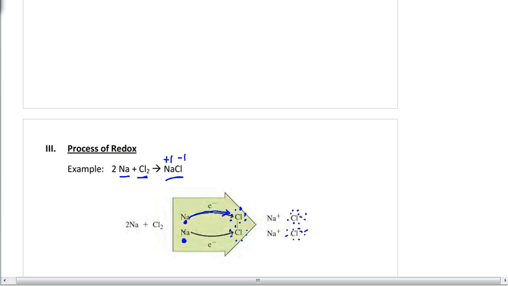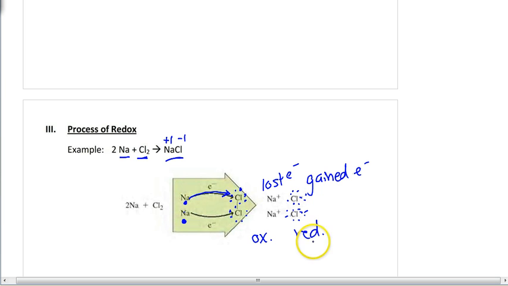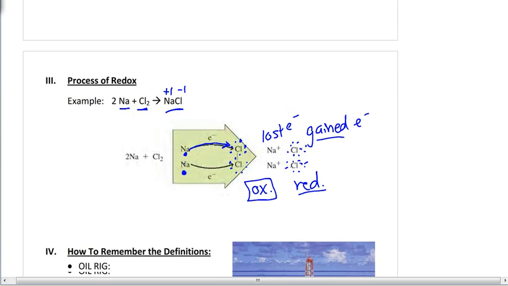So in this case, sodium has lost an electron. So sodium is oxidized, and chlorine has gained an electron. So it is reduced. And it might seem kind of strange that it's being reduced if it's gaining, but it goes back to the days when they didn't know about electrons, and oxidation was what happened when something would combine with oxygen.